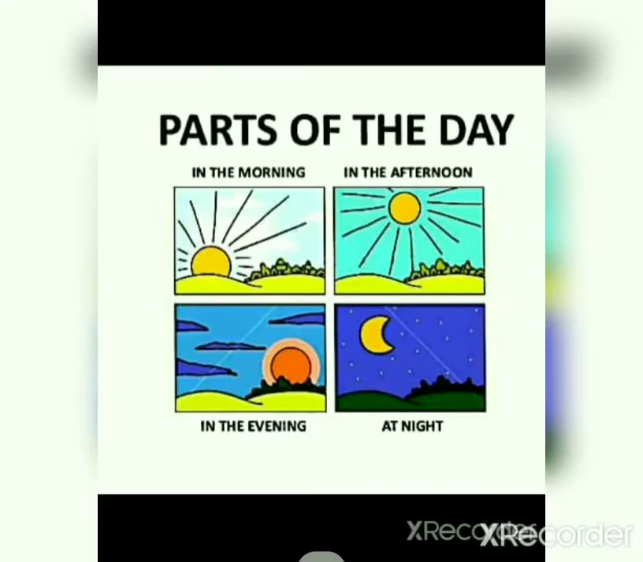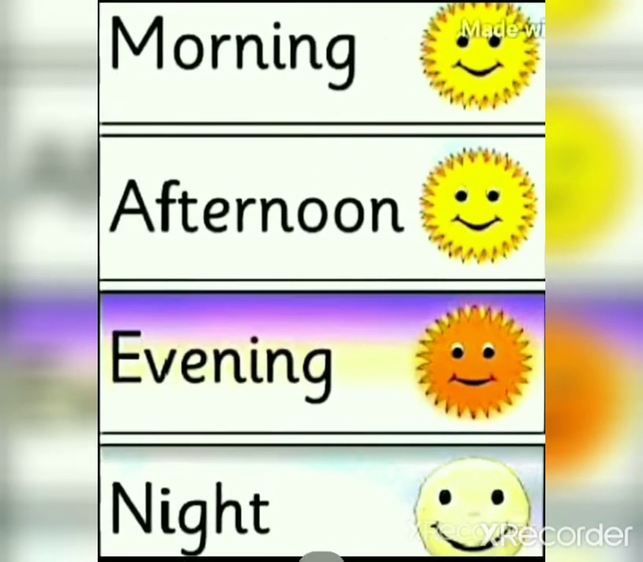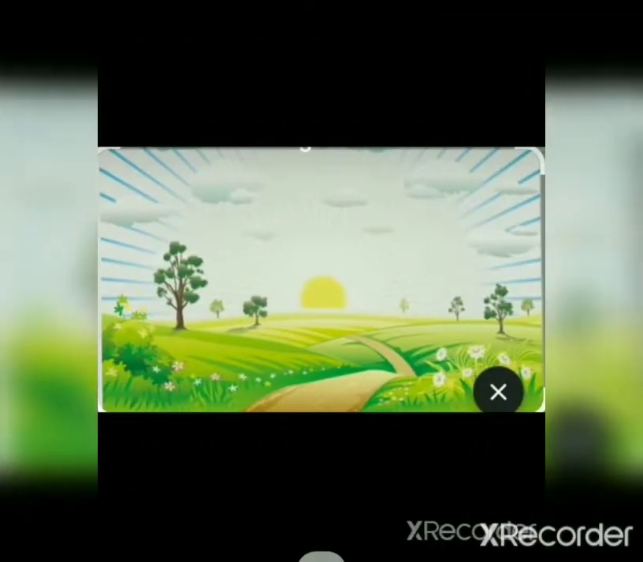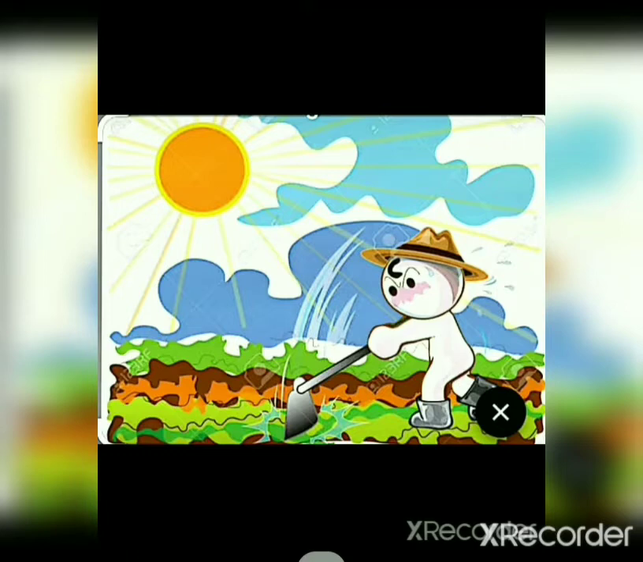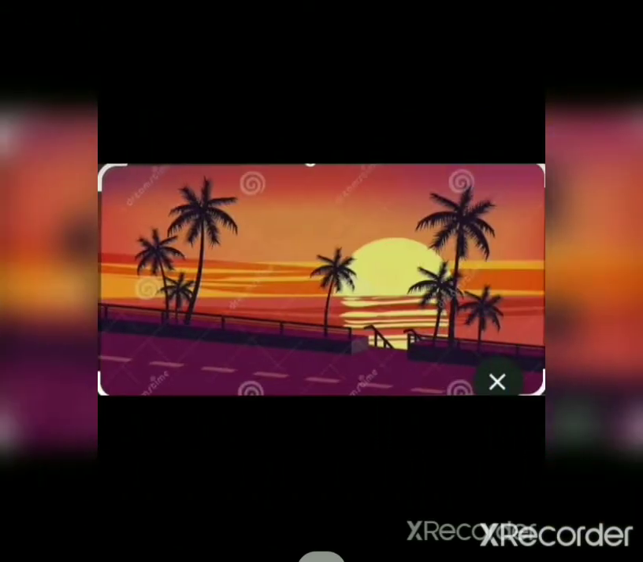Parts of the day. A day has 4 parts: morning, afternoon, evening, and night. Morning. When the sun rises, it is morning. Noon. When the sun is overhead, it is called noon. The interval between noon and evening is called afternoon. Evening. When the sunlight starts fading, it is called evening. And last, night. When the sun sets, it is called night.